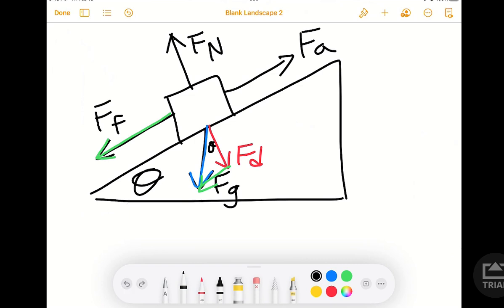And that's important. So I'm going to redraw this little triangle over on the side just so we can see it a bit better. So we've got the red arrow, the green arrow, and the blue arrow. And yes, this does in fact make a 90-degree triangle. And we've got theta sitting up here. Now I'm going to label these sides. Red is FD, green is FF, and blue is FG.